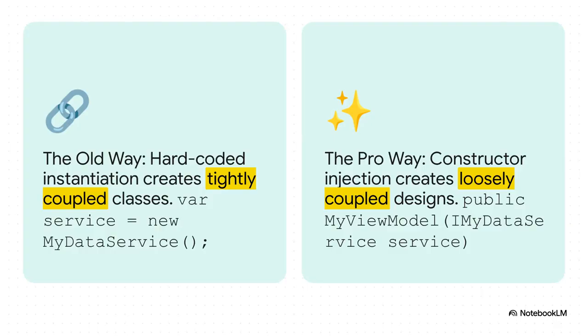And here's what I mean side by side. Look at the left, the old way. The ViewModel is creating its own data service. It's completely stuck with that one specific class. But now look at the right, the pro way. The ViewModel just asks for a data service in its constructor. It doesn't know or care where it came from, only that it fulfills the contract of the interface. That right there is loose coupling in action.